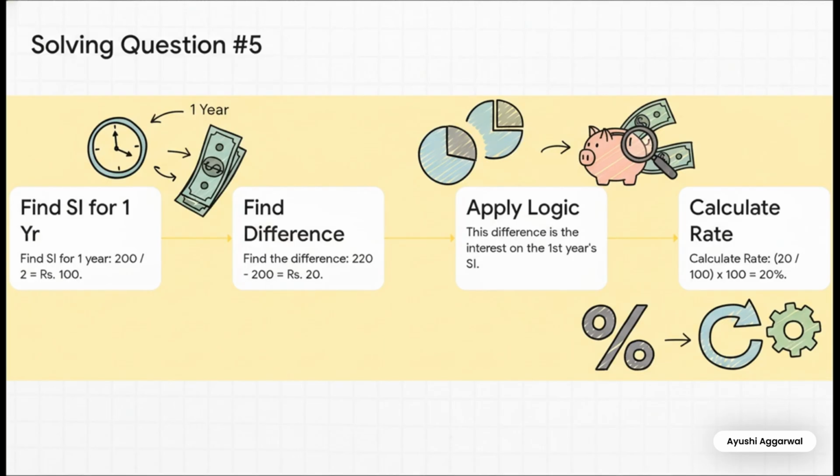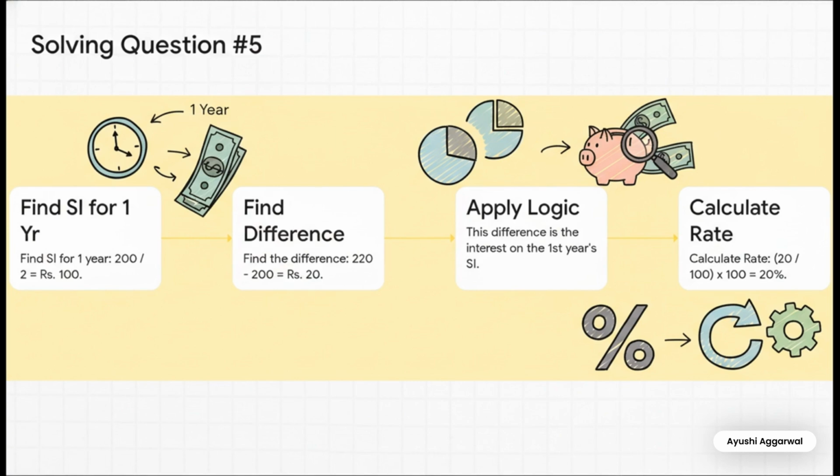Let's decode this. First, in step 1, what's the SI for 1 year? Well, it's just 200 divided by 2, which is 100. Easy. Step 2, what's the difference between the two interests? 220 minus 200, that's 20.